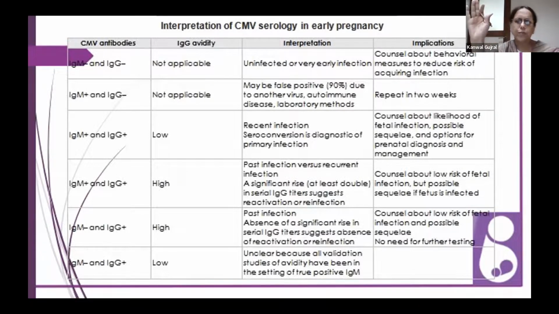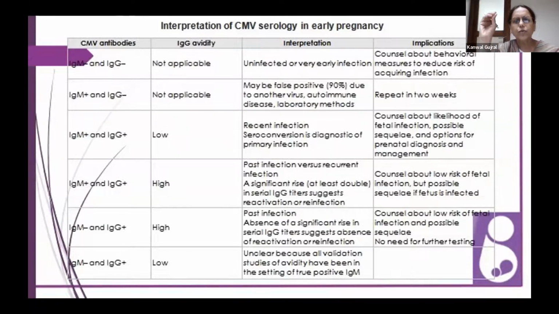IgM negative, IgG positive, immunity discarded. Now, the question of CMV: we have to understand the real sequelae to the baby or congenital infection. It depends on the timing. If she gets it in the first trimester, there are higher chances. As she gets it later, the chances of infection decrease. And the way to interpret is only these IgM and IgG antibodies until we do a final diagnosis.